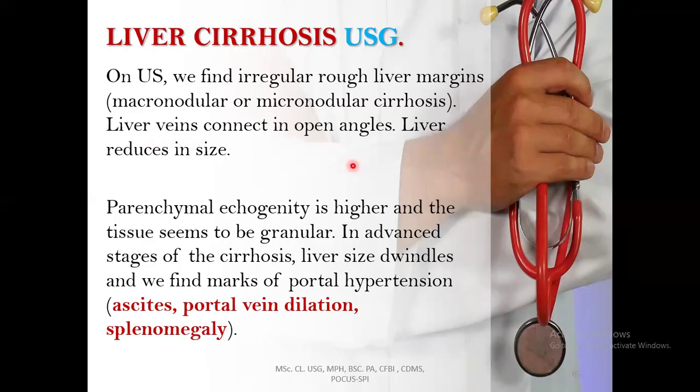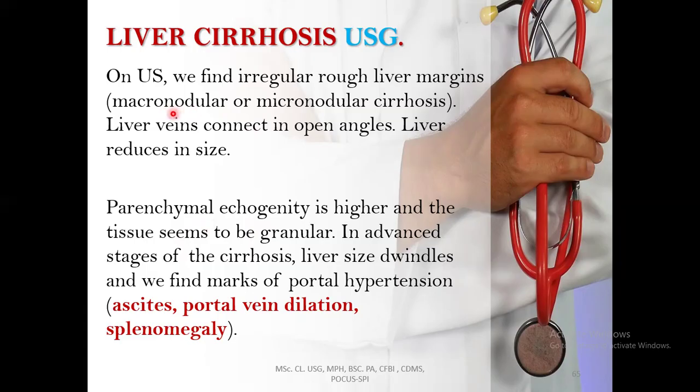I'll show you some images. So the liver reduces in size drastically in liver cirrhosis. The liver reduces in size, but don't forget, when it tends toward liver cancer, the liver enlarges. Yes. That's why I said that some people don't even get into cancer, they die at the cirrhotic stage. Yes. So, parenchymal echogenicity.